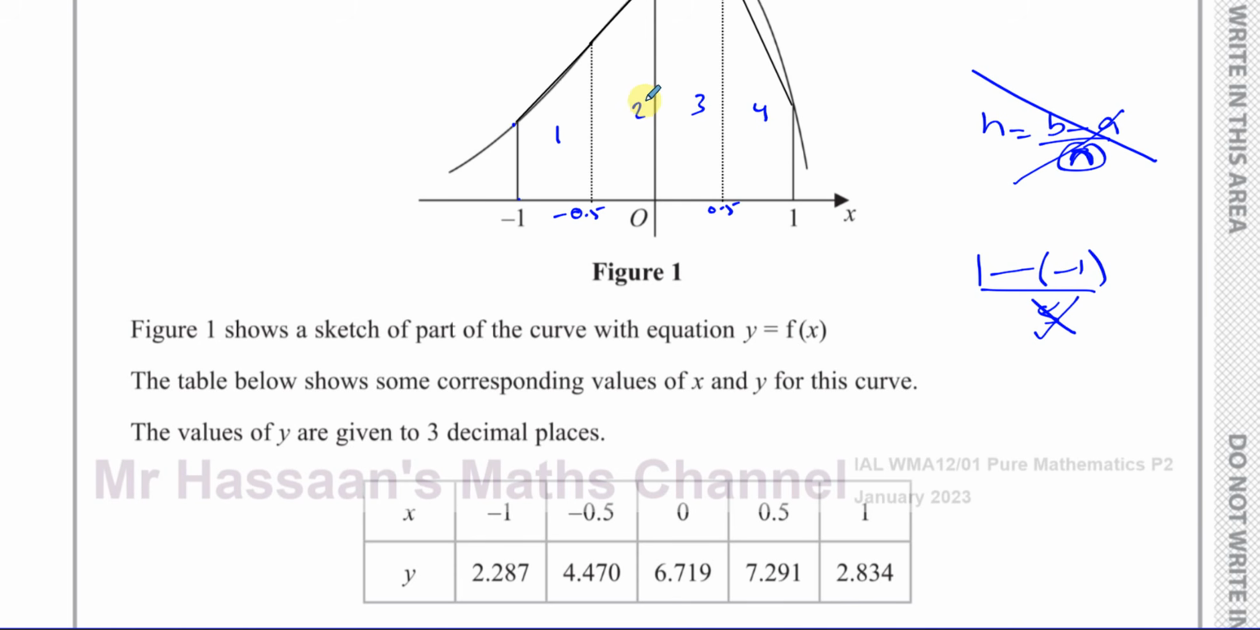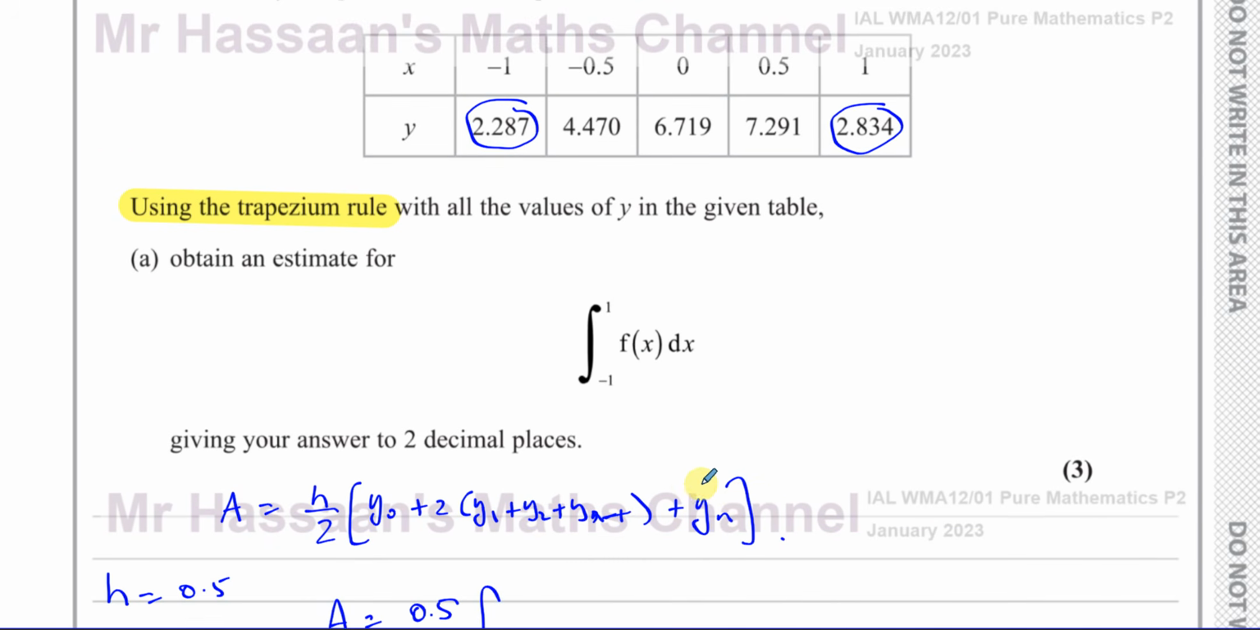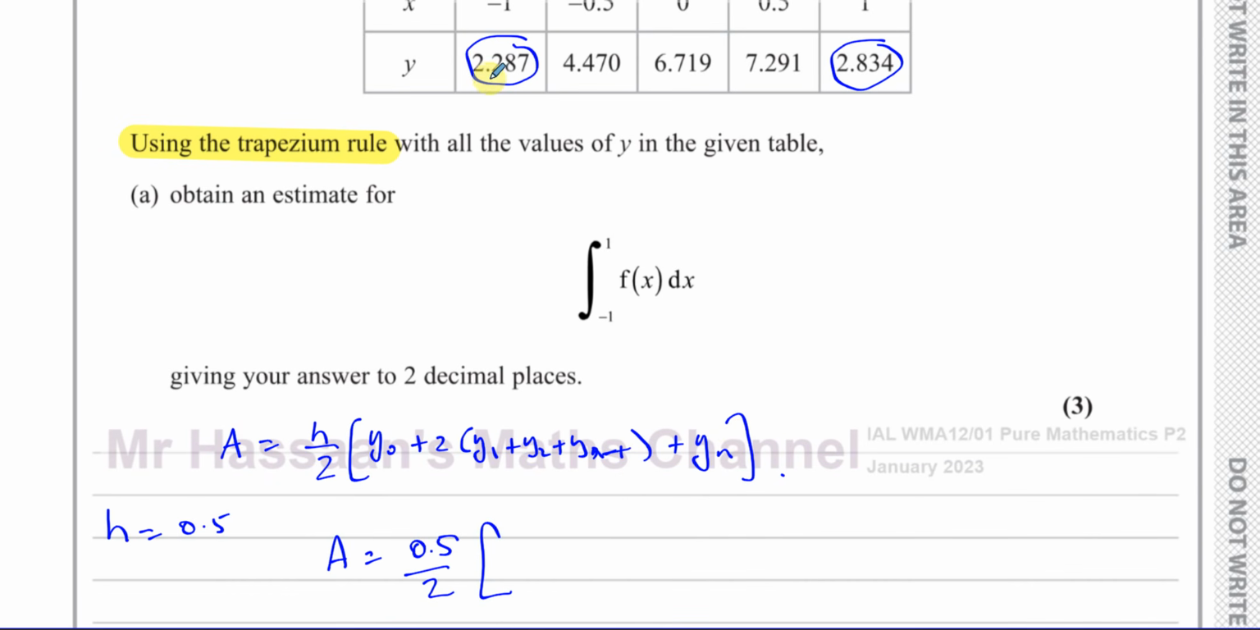This length is used in the second and the third trapezium. This length in the third and the fourth trapezium. But this length is only going to be used in the fourth trapezium. So these two are only used once. So what I'm going to do is take these two numbers and write them down once: 2.287 plus 2.834 plus, and then these are all used twice.